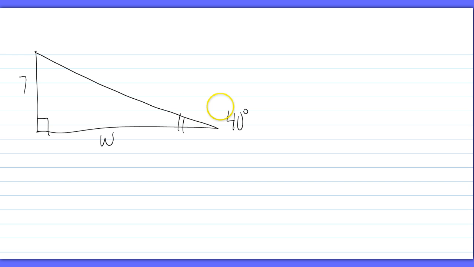Here's another example with using trig to find a side length. From the 40-degree angle, 7 is the opposite. W is the adjacent. Those are the two important ones. I don't care about the hypotenuse. All I care about is the 7 is the opposite, and I want W, the adjacent. The trig function that relates O and A together is tangent from SOH CAH TOA. So the tangent of 40 is equal to the opposite of 7 divided by the adjacent of W.